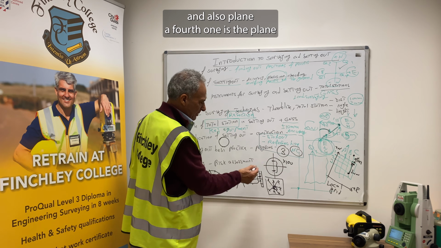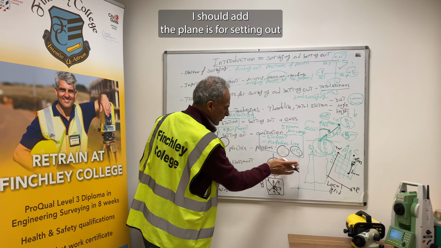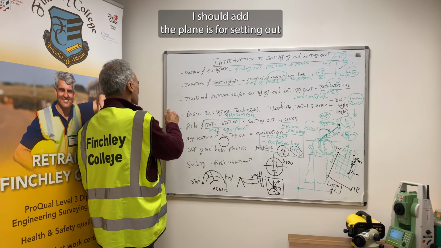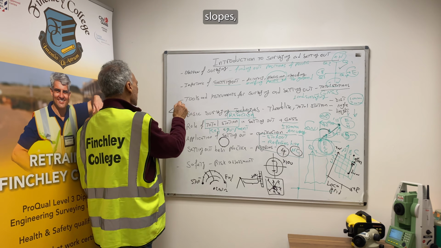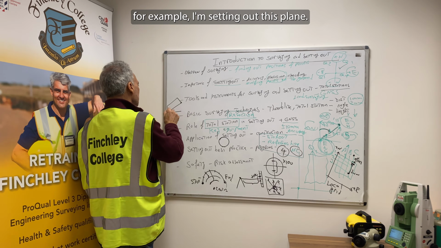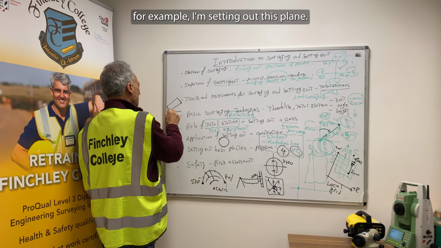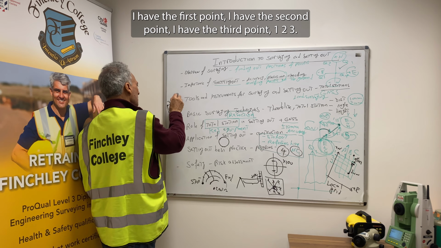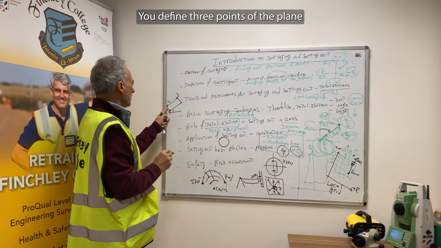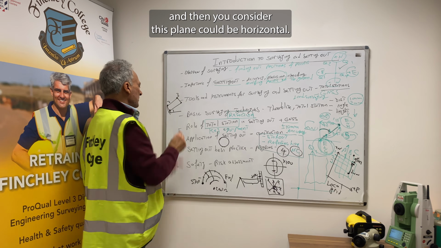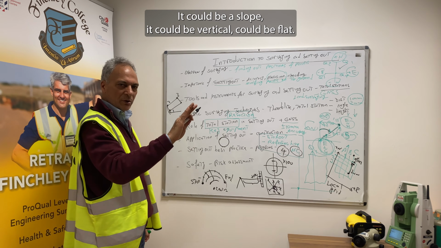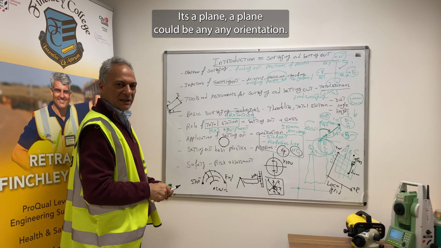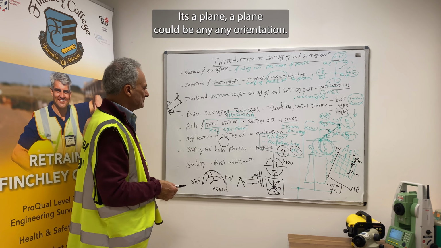A fourth one is the plane. I should add the fourth. The plane is for setting out slopes. For example, I'm setting out this plane. In this plane, I have the first point, I have the second point, I have the third point. 1, 2, 3. You define 3 points of a plane, and then you can set out this plane. Could be horizontal, it could be sloped, it could be vertical, it could be flat. It's a plane. Plane could be in any orientation.